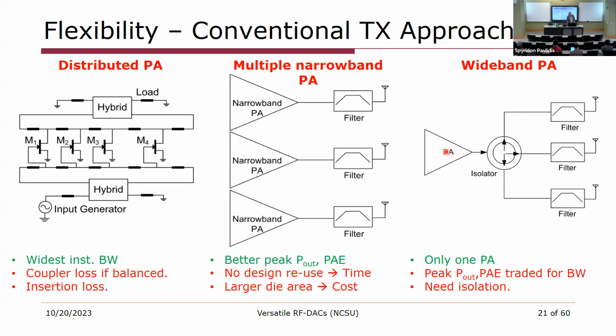One last thing we might try is to make a single wideband power amplifier and then isolate it between different filtering networks. This gives us only one power amplifier, but it does give us a trade-off where we need some type of isolator, which is generally a magnetic component, although nowadays it can be what's called an in-path component, if we can get one that handles power well enough. And we're essentially in this one trading off peak output power and power added efficiency for bandwidth.